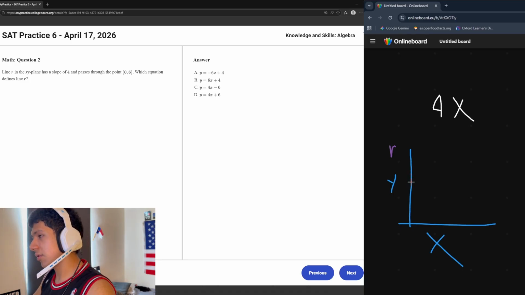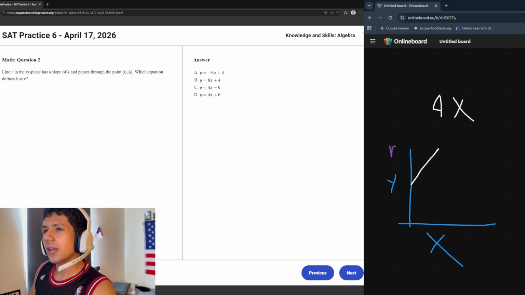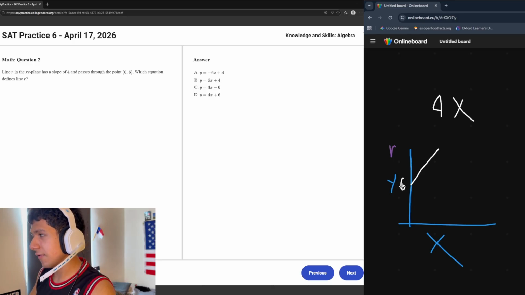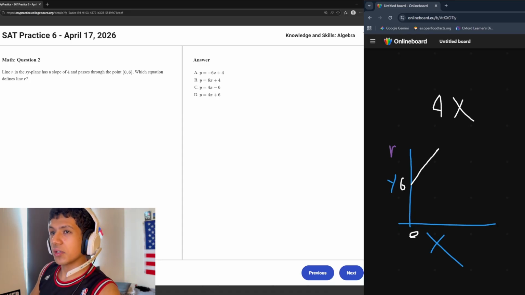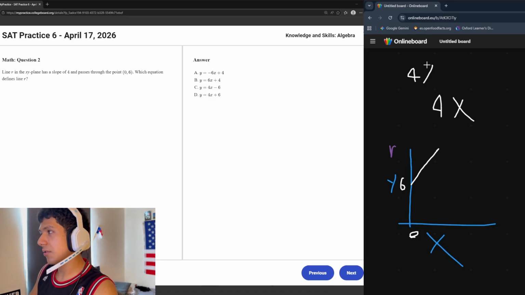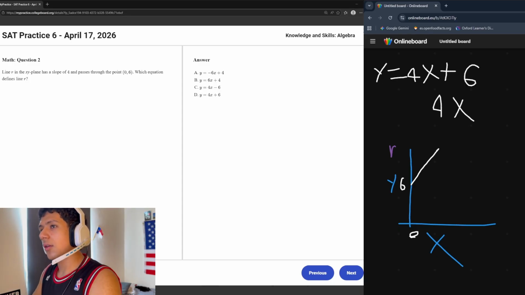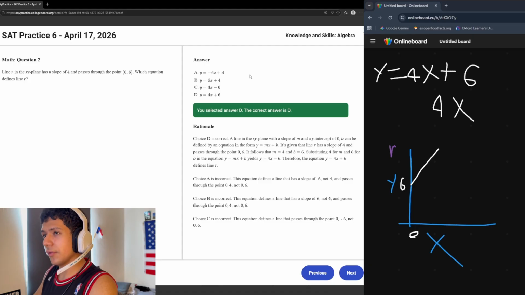So which equation defines line R? Okay, so when x is 0, y is 6. So let's say this is 6, and this is 0. The slope is 4 and the y-intercept is positive 6, so y equals 4x plus 6. Option D is it, right? This one has a negative slope and these two have the incorrect slope. This one has a negative y-intercept, and these have the incorrect slope.